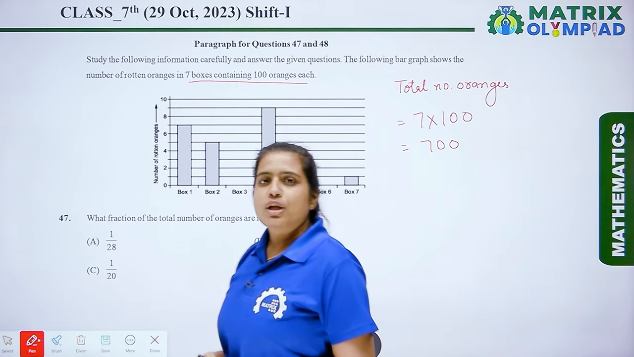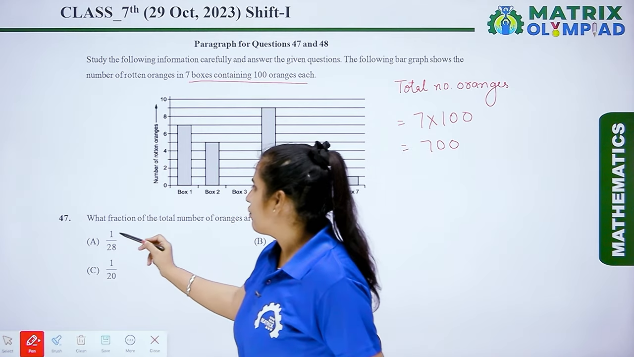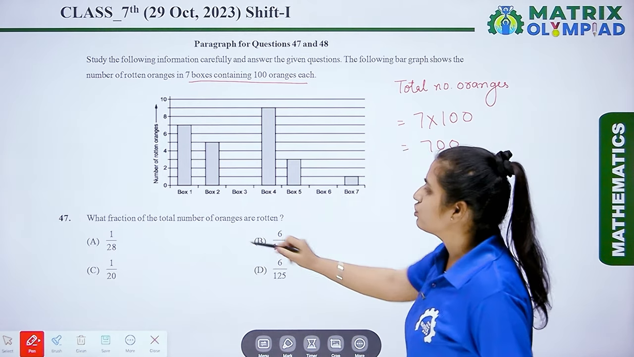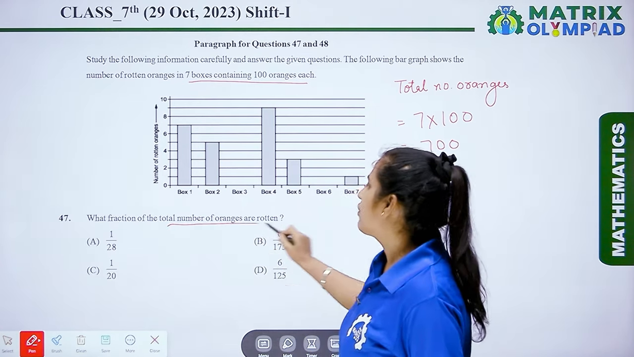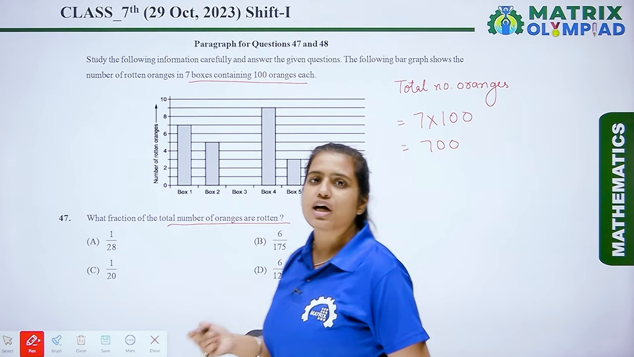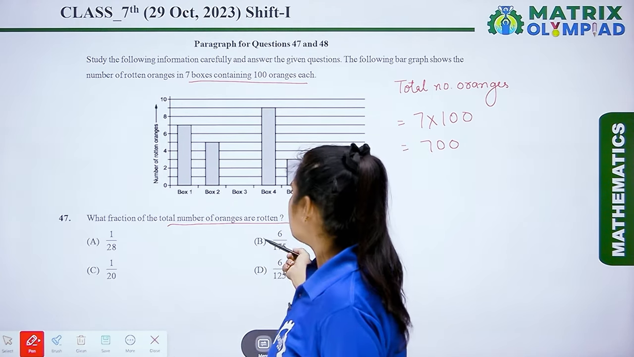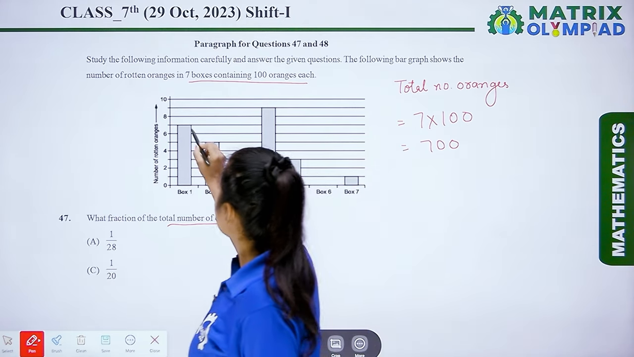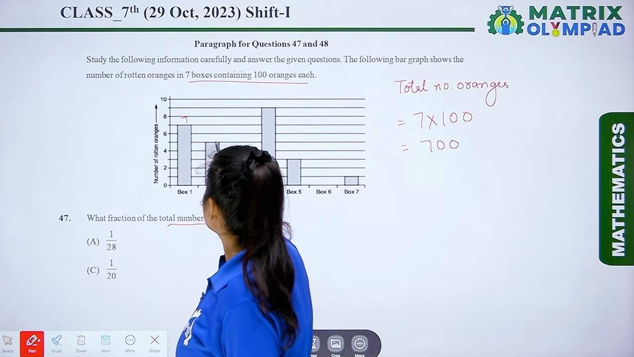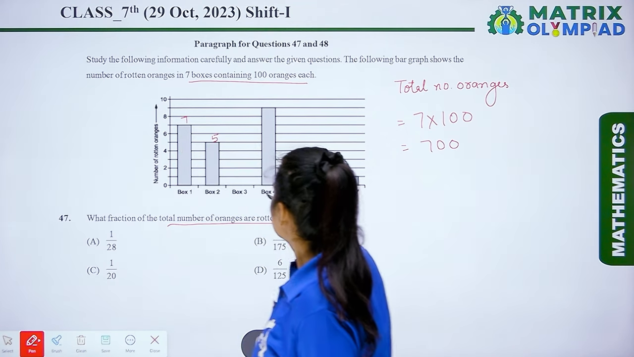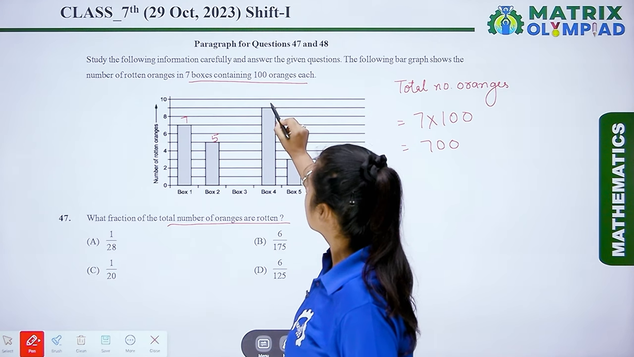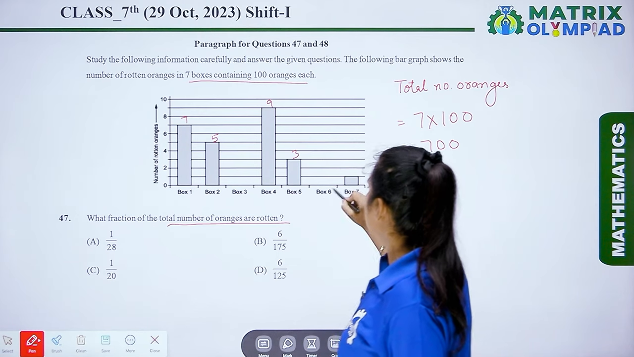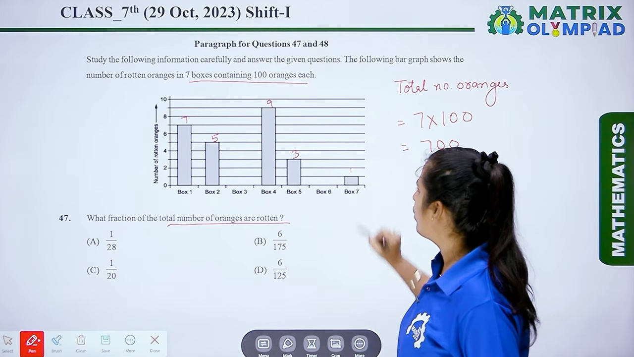So here in question number 47, let's see what we have to find out. What fraction of the total number of oranges are rotten? So we have to find out the fraction of the total number of oranges that are rotten. So let's find out the number of rotten oranges. In the first box we have 7. In the second box we have 5 rotten oranges. In the fourth we have 9. Then in the fifth box we have 3. In the seventh box we have 1.